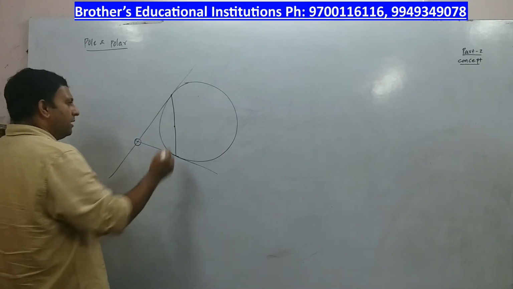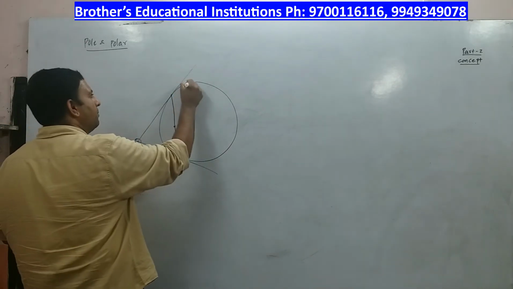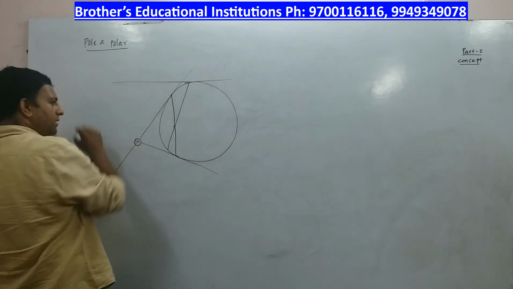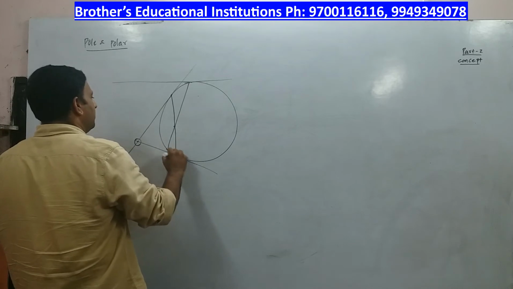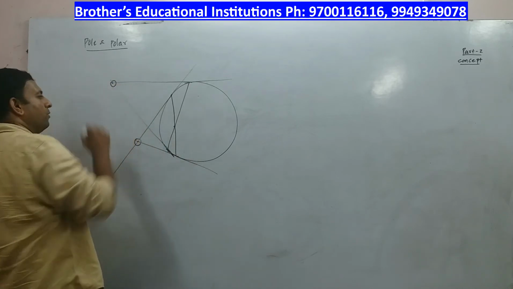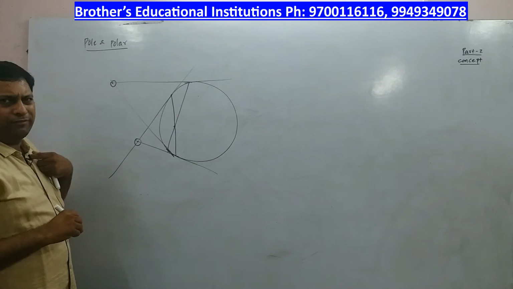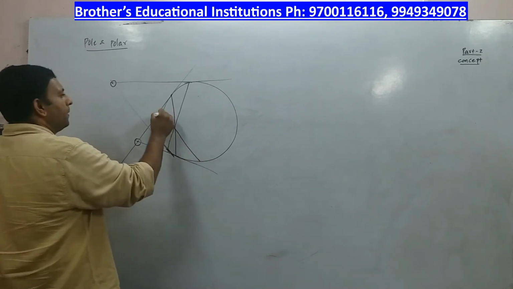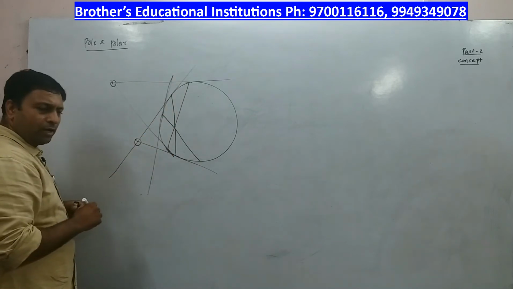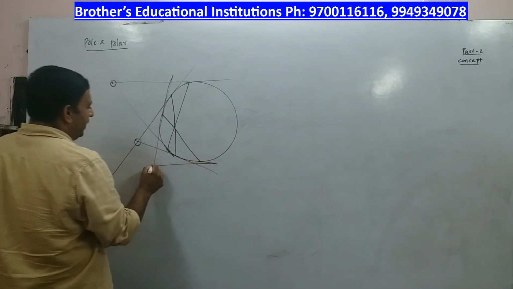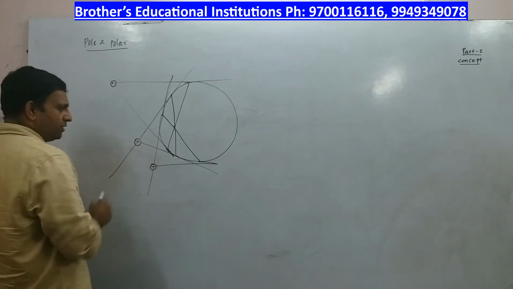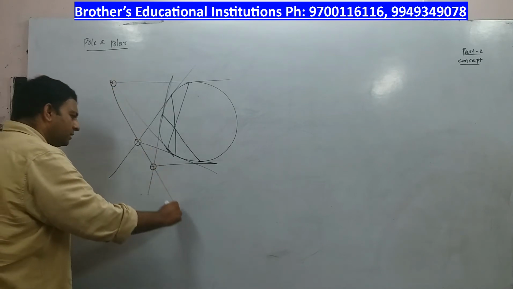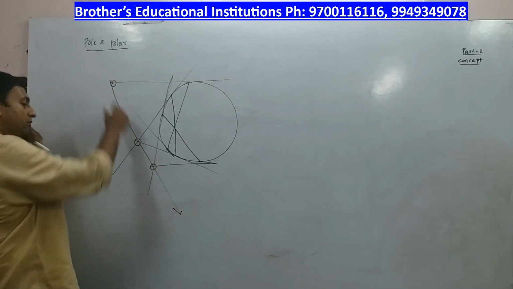Now, I will take another chord passing through the same point. At this extremity, I draw a tangent. At this extremity, I draw a tangent. When these two tangents meet, that is my point of interest. I collect this point. I take another chord. At this extremity, I draw a tangent, at this extremity, I draw a tangent. I collect this point. Like this, I collect all those points, and if I join all these points, you will be surprised to know that it will be a straight line.